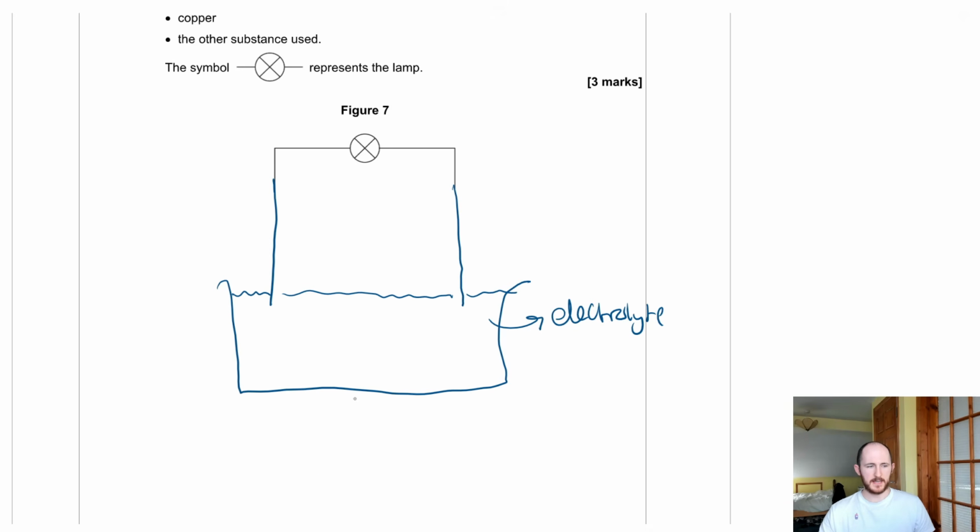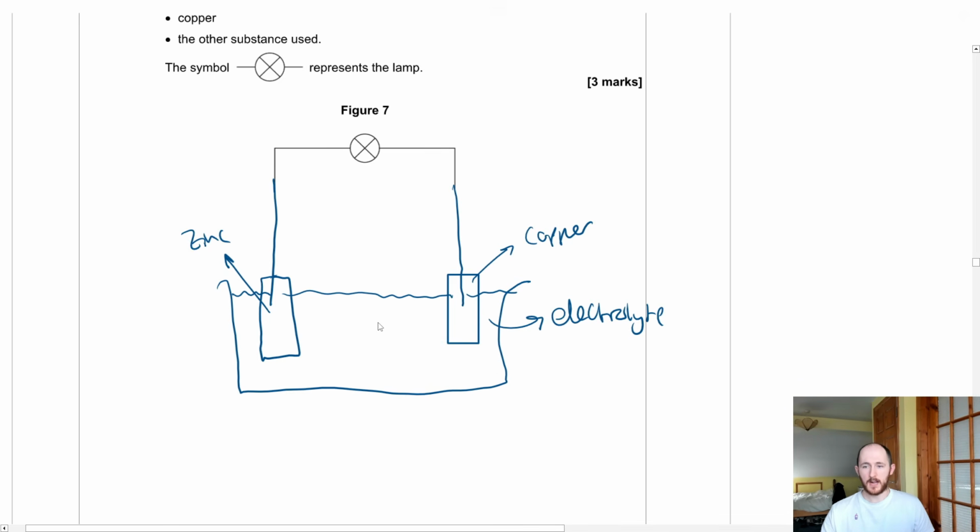And what we're going to do here is we're going to put two electrodes, like so. And that's going to be our copper and our zinc. That's all you need in order to actually produce a current.